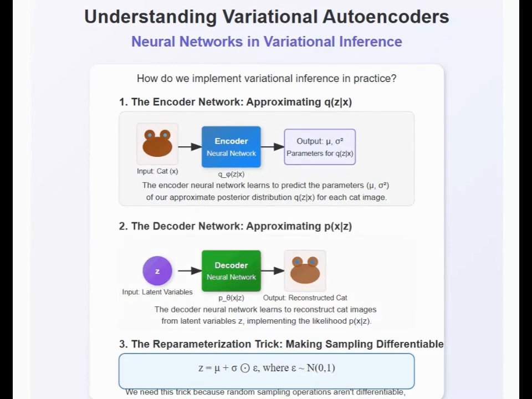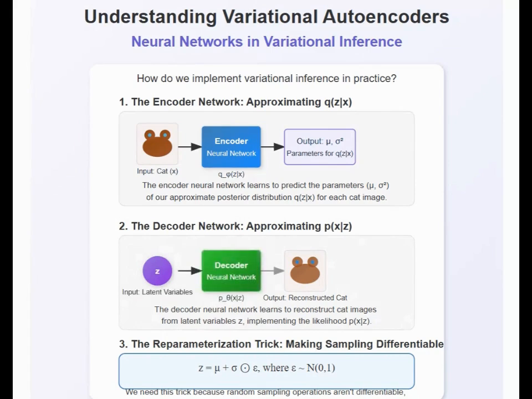The reparameterization trick solves this by reformulating the sampling process as z = mu + sigma * epsilon, where epsilon is a random sample from a standard normal distribution N(0, 1), and the multiplication is element-wise. This separates the randomness epsilon from the parameters we're learning, mu and sigma, allowing gradients to flow through the network during training. This trick is essential because it enables us to backpropagate through the sampling operation, which is necessary for training our encoder to predict good distribution parameters.